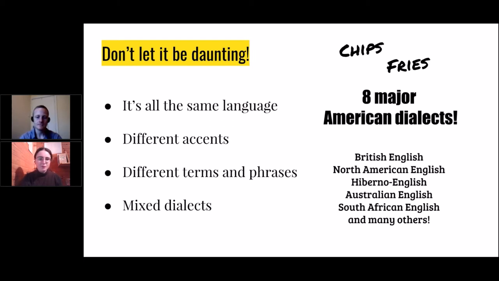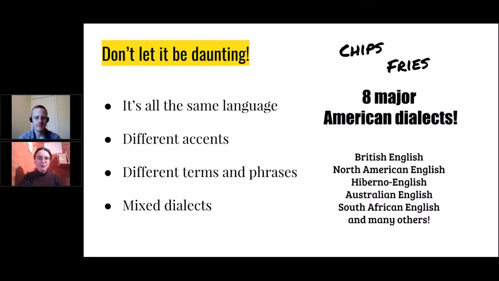So don't let it be daunting, the whole concept of dialects. That's, I'd say, the first thing I'd say to anyone about dialects. They're there, they exist, they're a fact of life, but don't let them overwhelm you. They're just this necessity that we have to deal with, but they're not as complicated as people want to make them out to be, but they have their intricacies, of course.